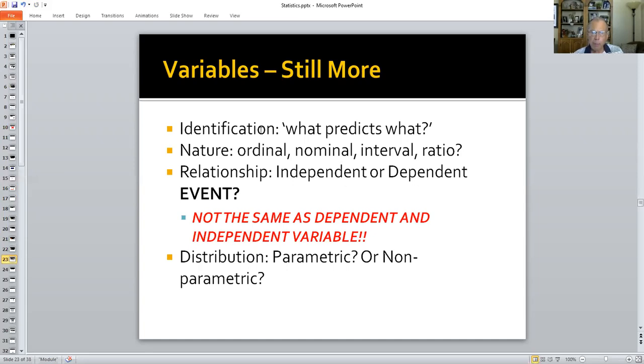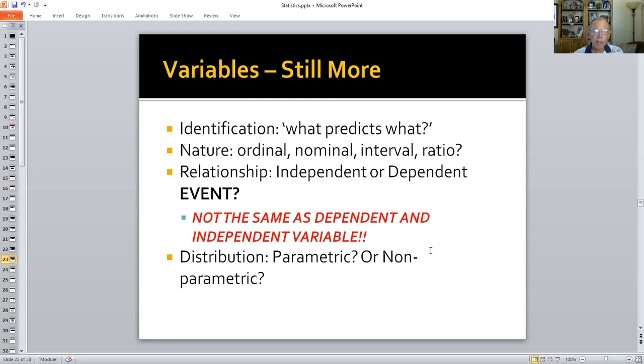Okay, let me go back here to identification. This comes from my multivariate class where a student was saying, I can't get this independent, dependent stuff. And I wrote back and I said, easy peasy. 3 words. What predicts what? The guy who does the predicting, he's the independent. The what is the dependent. All you have to do is simplify it to that.